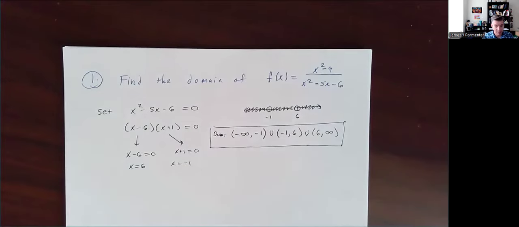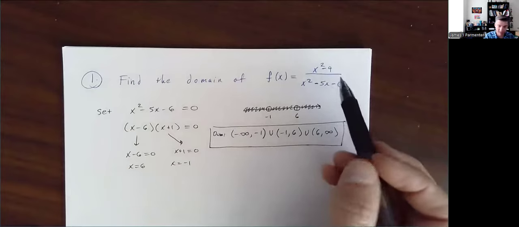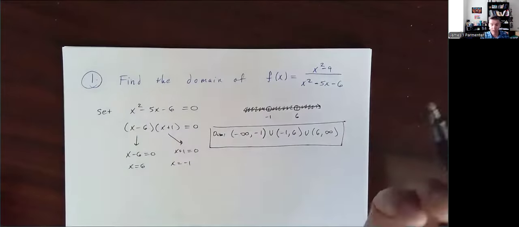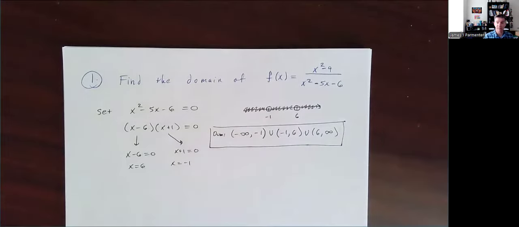I will point out, if we had factored this numerator and stuff had canceled, it doesn't here, but if it had, we would definitely want to look at the domain before we did any simplification. When you're thinking about the domain, you always want to look at the original function before you've done any simplification. Great. Let's look at the next one.